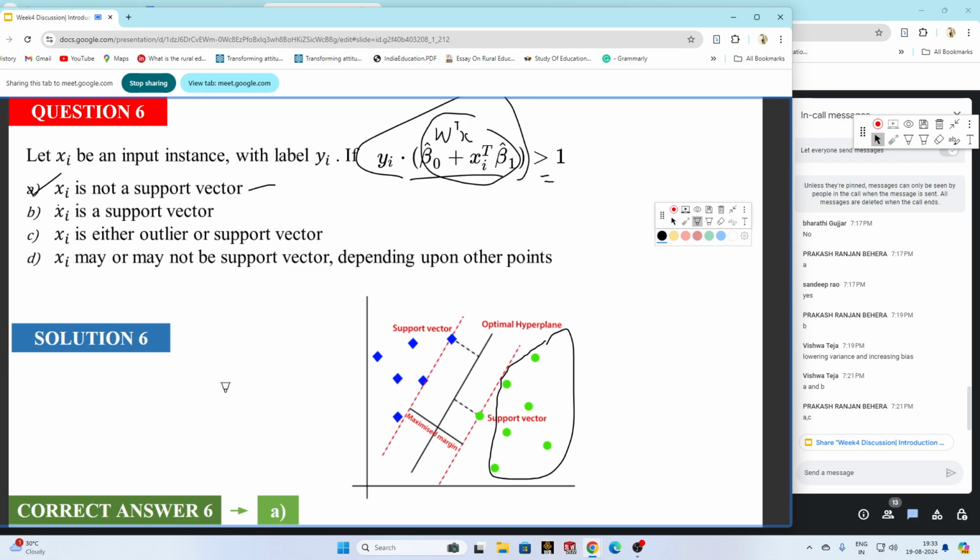If it is less than 1, it would not be a support vector, or no, sir? Less than 1, again it will not be a support vector, because there are no points less than 1. Less than 1 means how much less than 1? If it is minus 1, then it can be a support vector, and less than minus 1, then again it is not a support vector.